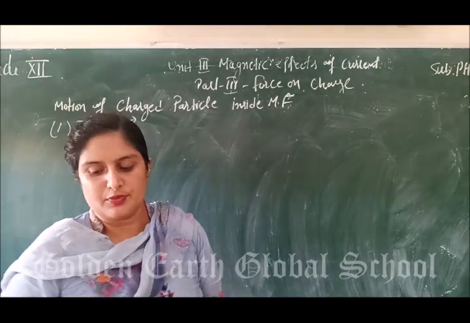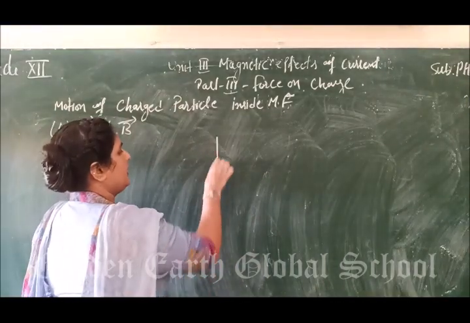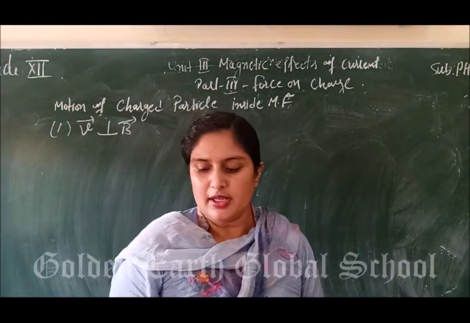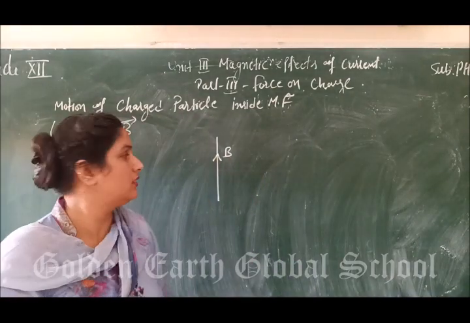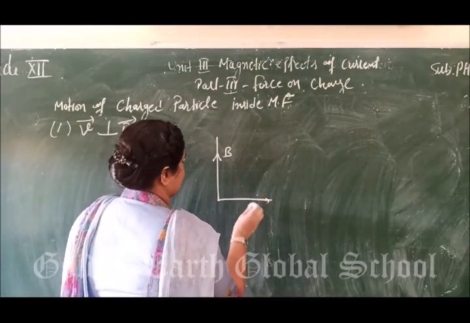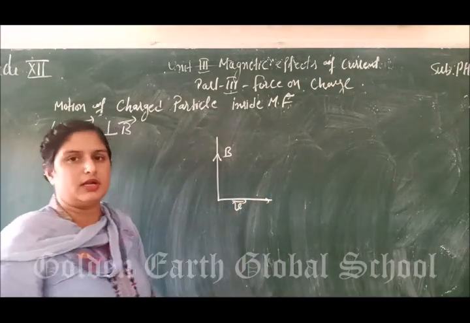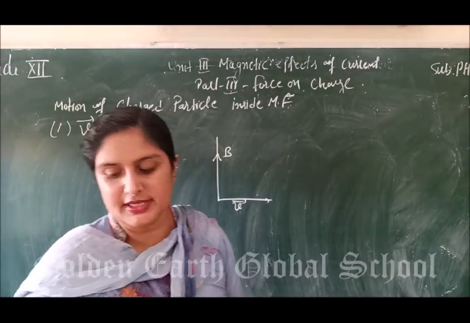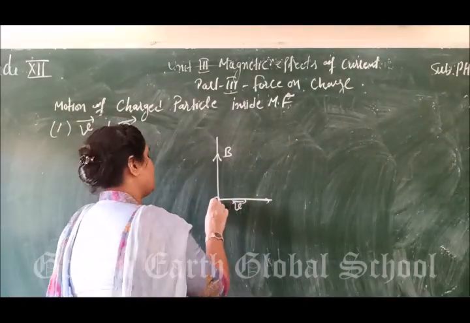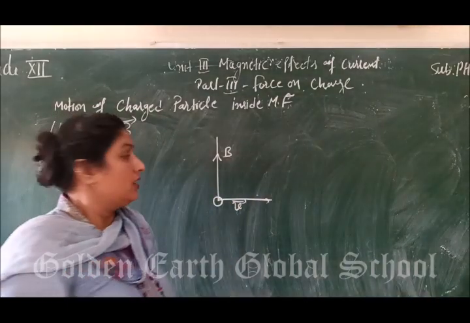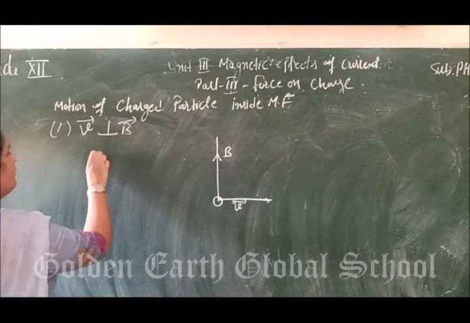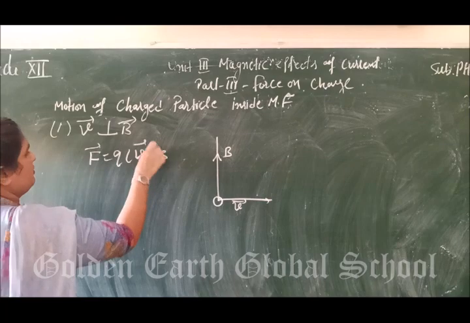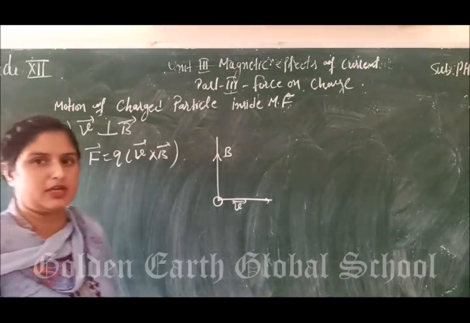For that, let us suppose we have applied magnetic field B along the z-axis and the particle is moving along the x-axis. This is the velocity of the particle. Now what will be the direction of the force? In this case, here is the charged particle Q. We have written the force F will be equal to Q V cross B. This is the force acting on the charged particle.